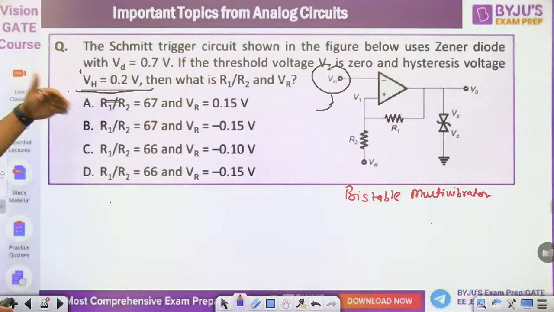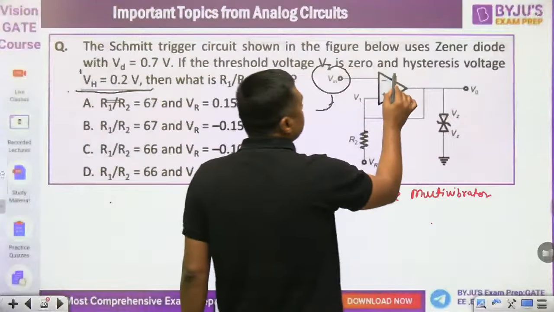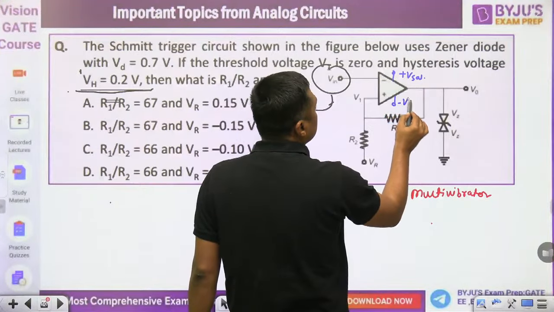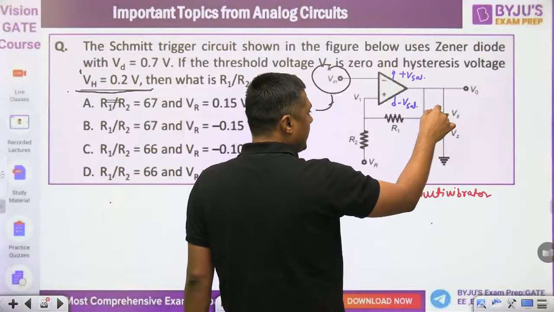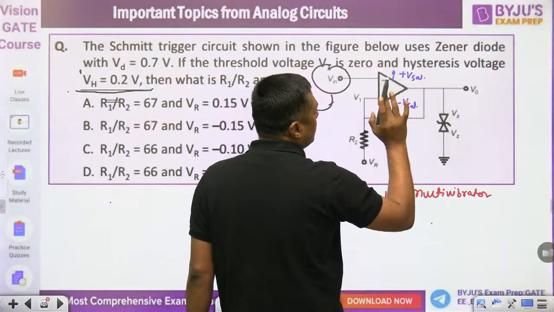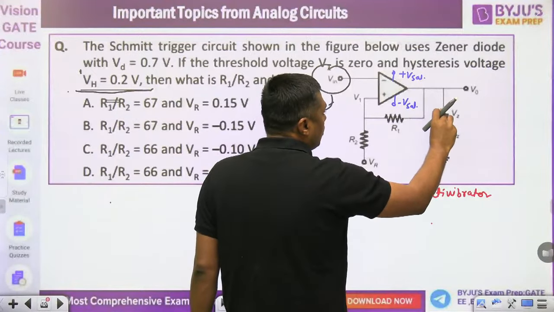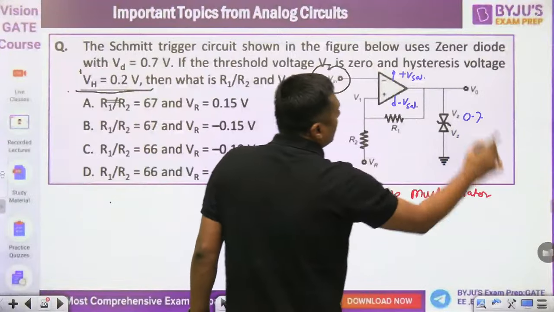If one of the threshold voltages is zero, which one is zero? The supply voltage is not given. This is the minus Vset. One diode is reverse biased, which means in breakdown, and one diode is forward biased. When one diode is forward biased, what is the voltage across the diode? That is given as 0.7 volt.